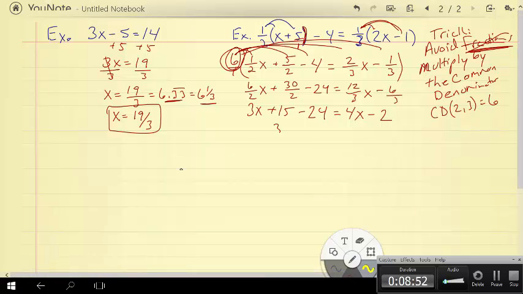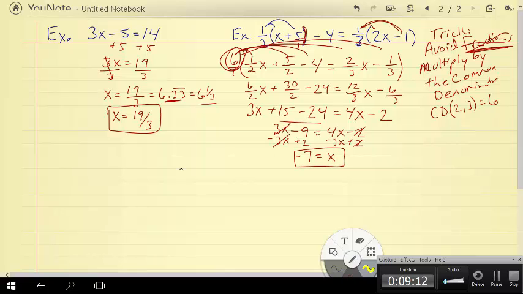And then solving this, we get 3x, 15 minus 24 is negative 9. And then we solve this from here. So we would add the 2 over, and we would minus the 3x over, leaving us with negative 7 is equal to x.